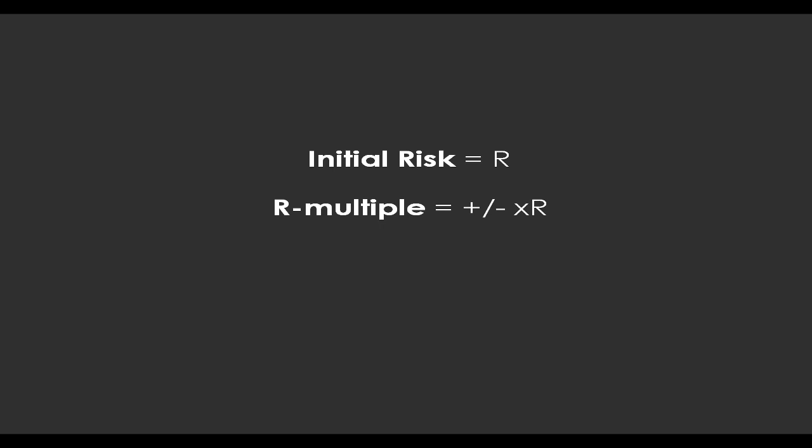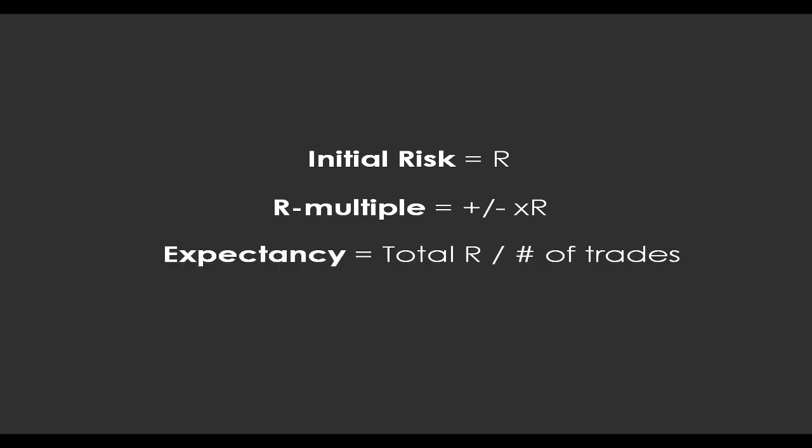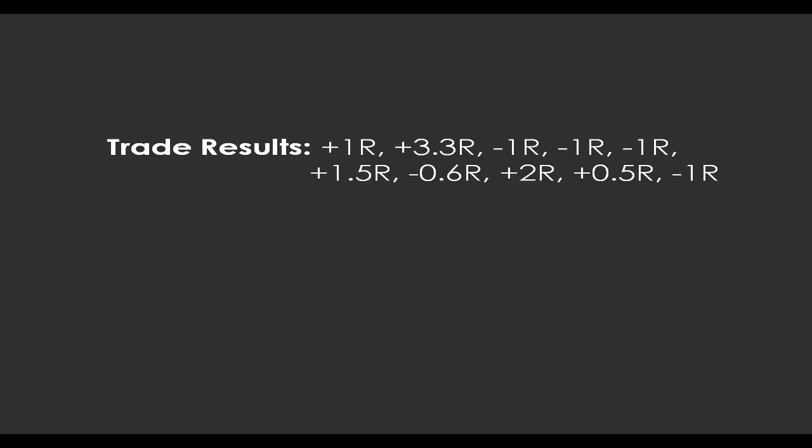Instead of having to plug in numbers into that complex looking formula, what do you have to do? Well, all you have to do is add up the total R that you've generated and divide by the number of trades you've taken. And let me give you an example of how this actually works in the real world. So let's assume you've taken 10 trades. And here are the trade results.